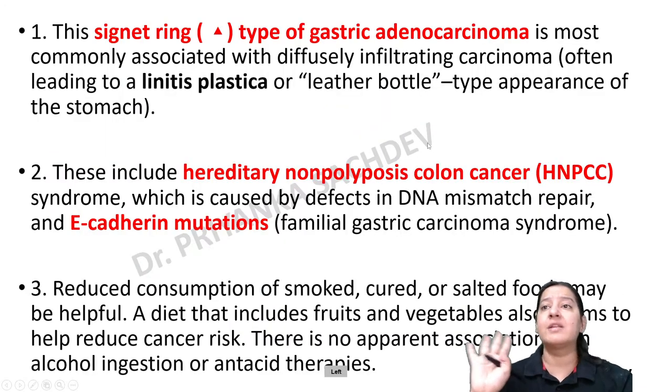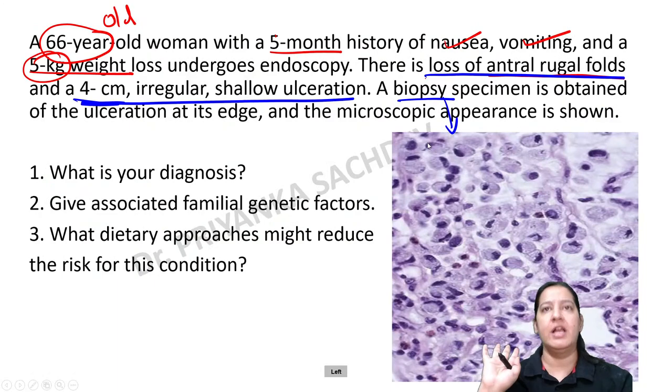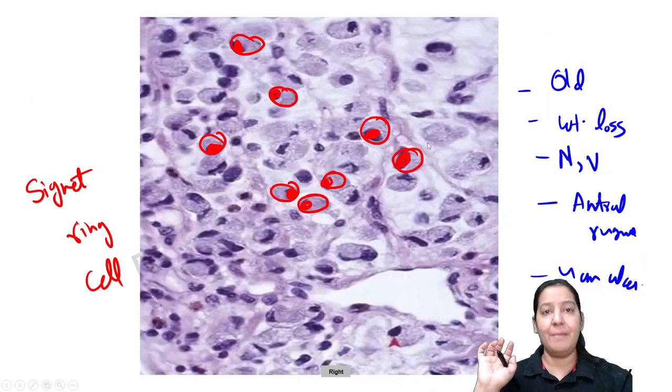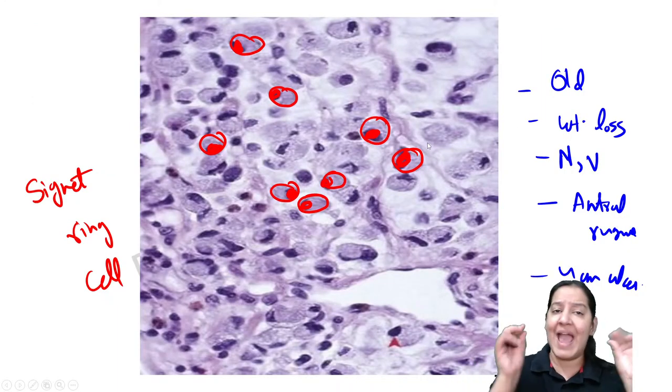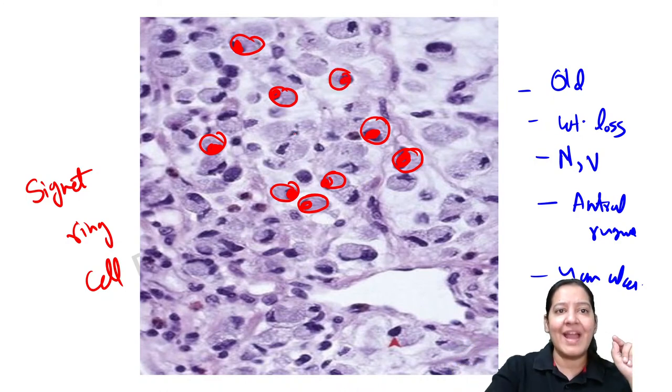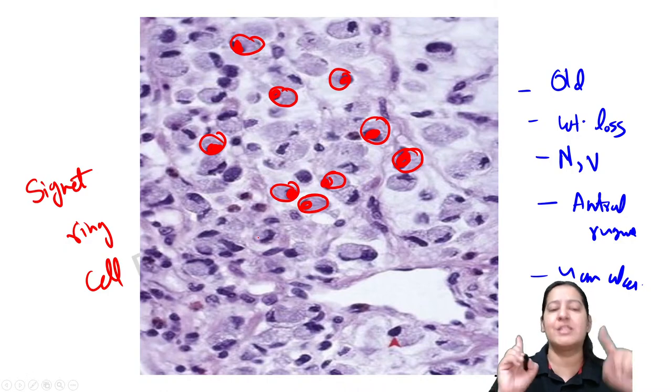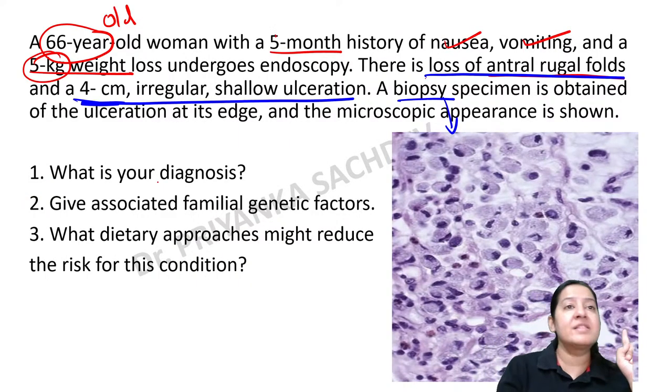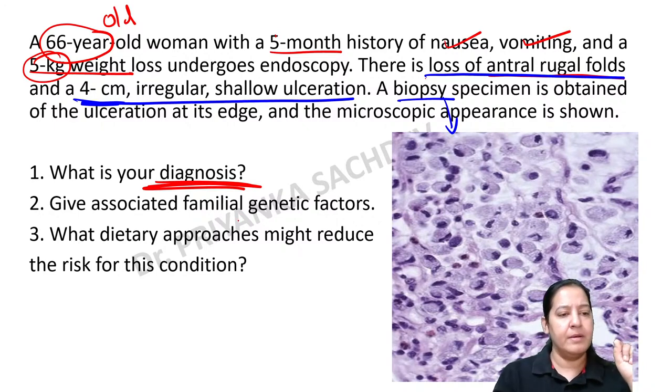So signet ring carcinoma occurs in any portion of the GIT. Have you got it? Looking at the image, it is a spotter. Any cell you pick up, see the nucleus of that cell. The nucleus of that cell is lying at the periphery. So it is a typical case of signet ring cell carcinoma occurring in the stomach. So my answer is signet ring cell carcinoma. Give me a thumbs up. Everyone give me a thumbs up. You got my point. Give associated familial genetic factors. Tell me the name of the mutation which takes place here.